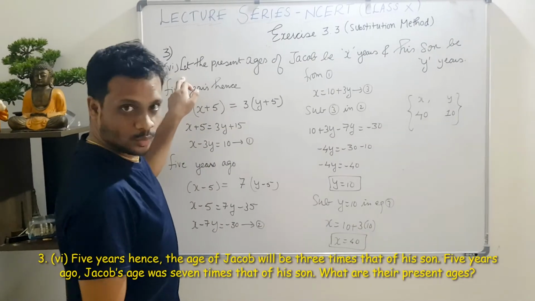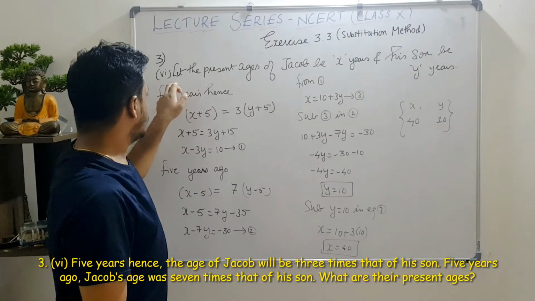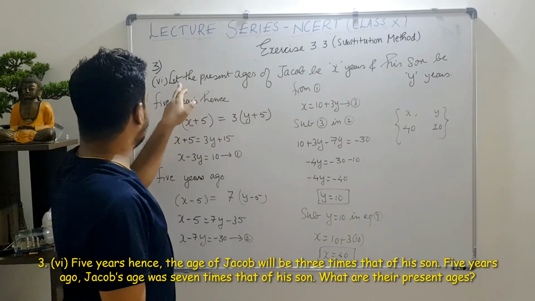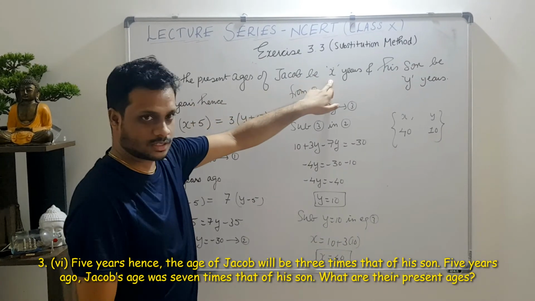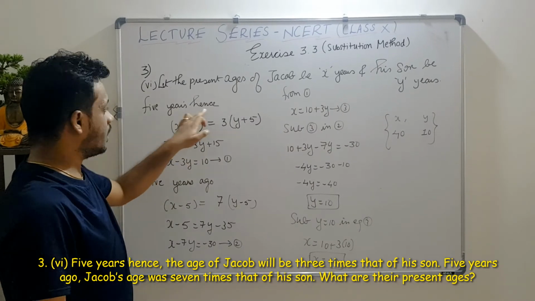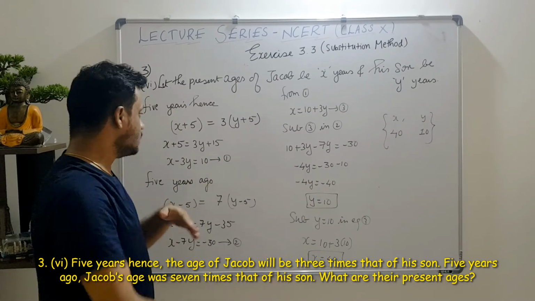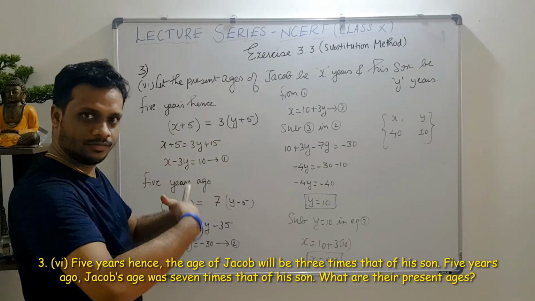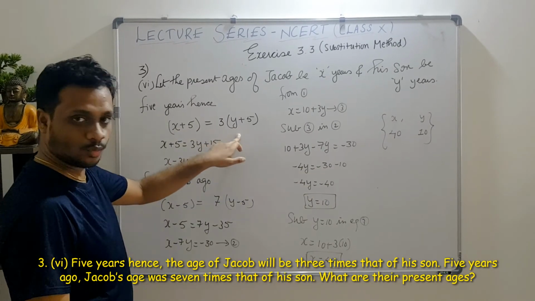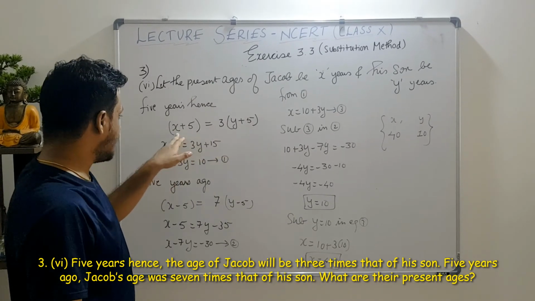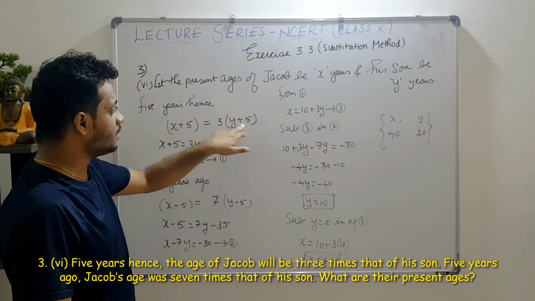This is the last question in exercise 3.3. So here they have given the age relationship between Jacob and his son. So I have assumed the present age of Jacob as x years and his son as y years. So according to the question, 5 years hence, which means from now 5 years, x will become x plus 5, y also will become y plus 5. Since their present ages are x and y, after 5 years they will be added with 5 for both of them. He says his age will be 3 times the age of his son.